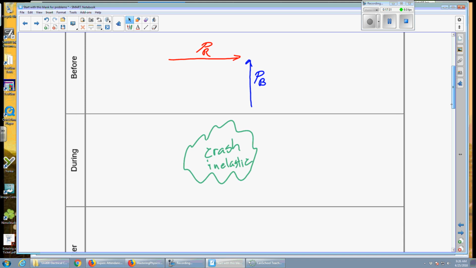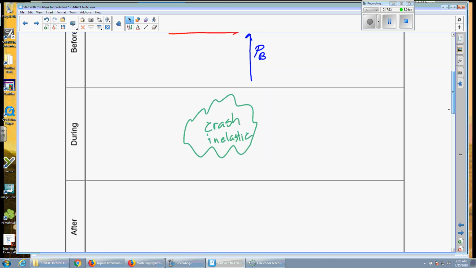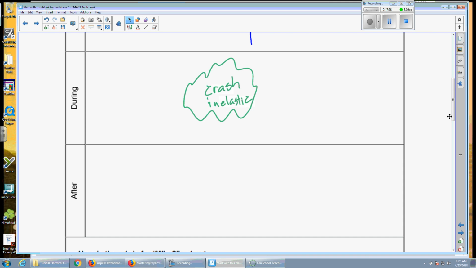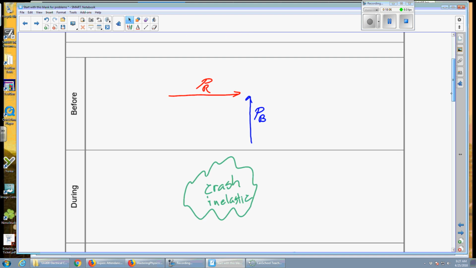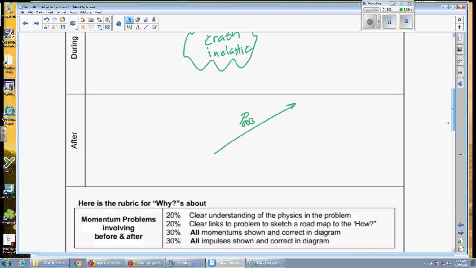I could draw impulses and everything there, but for this problem it's not going to be crucial. Afterwards, which direction do you, just intuitively, think they're going to head? Northeast-ish, right? I'm going to draw that in green because that's a new thing called RB, because that's red and blue coming together. I wish I had purple. Those are the two objects coming together. So that's what you would need for your Y: before, during, and after.